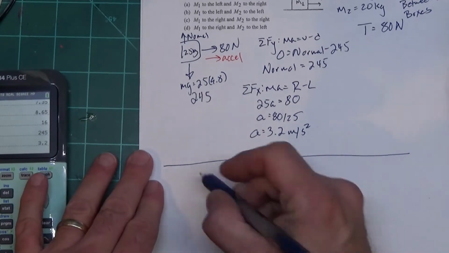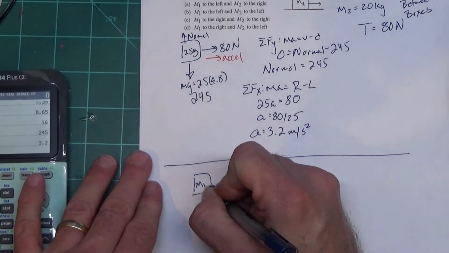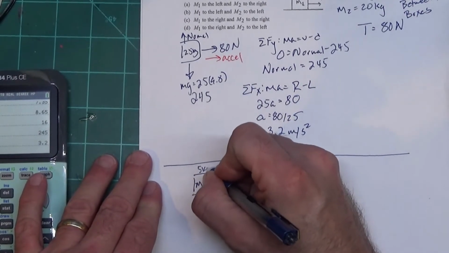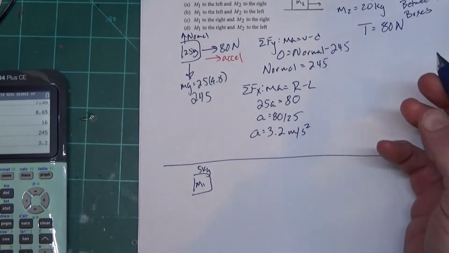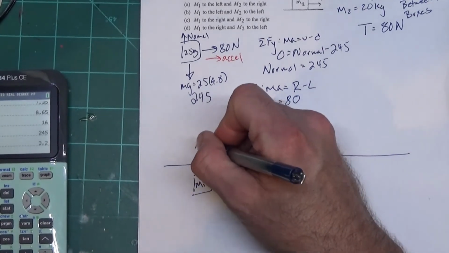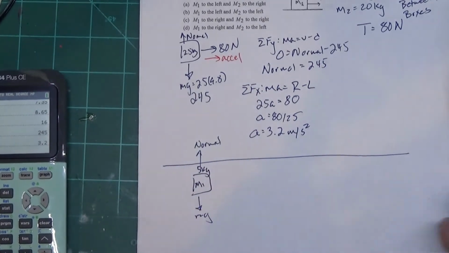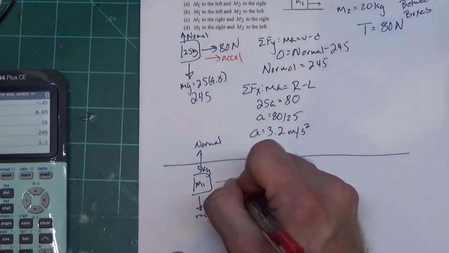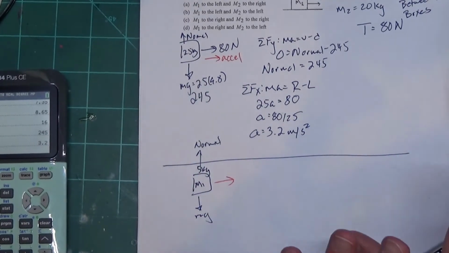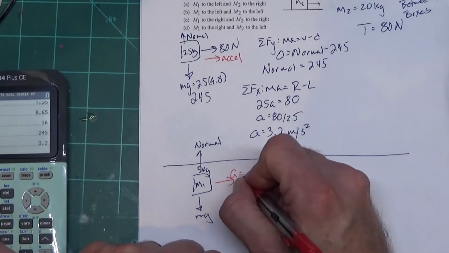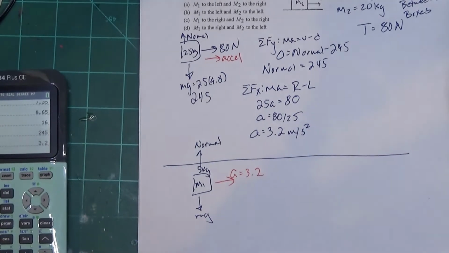So, I think I'll pick M1 because M1 is the lighter box. And remember, this is 5 kilograms. So what are the forces on this box? We have a normal force going up. We have mg going down. This box is accelerating this way. No matter what, they're both moving the same direction. And this acceleration here is 3.2.